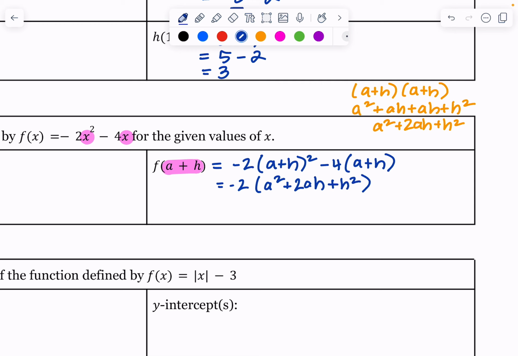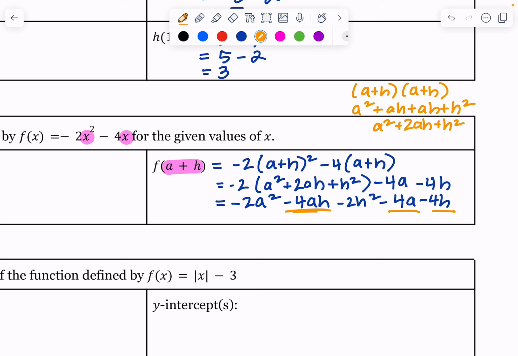And then for the second parentheses, we distribute that 4, so minus 4a plus, I guess, minus, again, 4h. For the first parentheses, distribute that negative 2, so negative 2a squared minus 4ah minus 2h squared minus 4a minus 4h. I thought there might be like terms, but there's really not. Like these have ah, but that one's ah together, so those are not like terms. So really there's nothing else to do.